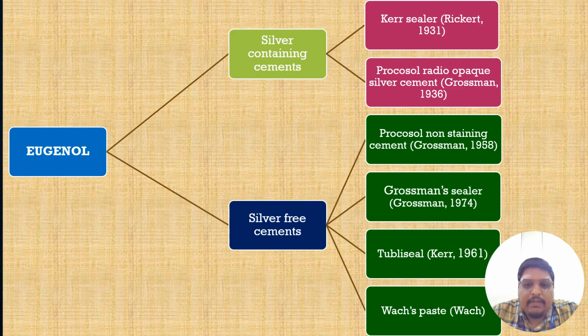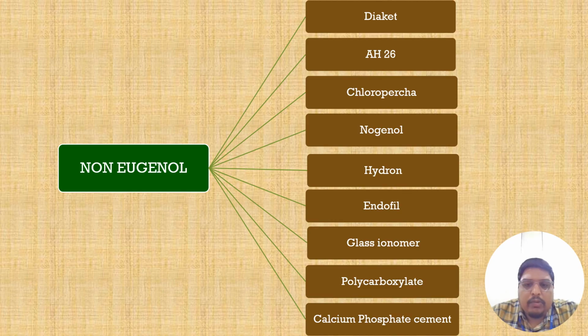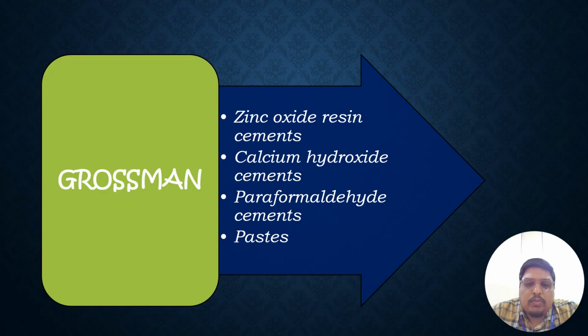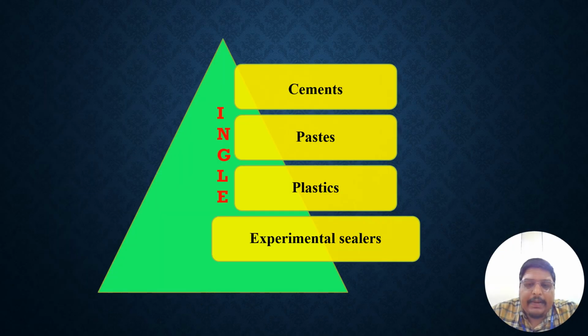Usual: silver-containing and silver-free cements, silver-containing Kerr sealer Rickert's 1931, Procosol radiopaque silver cement, Procosol non-staining, Grossman sealer, Tubli-Seal, and Wach's paste. Non-usual: Diaket, AH26, Cloperza, Hydron, Endofill, glass ionomer, polycarboxylate, calcium phosphate cement. Medicated: Diakin, N2, Endomethasone, SPAD, iodoform paste, Rebus paste, Mesonol paste, calcium hydroxide paste, Grossman zinc oxide resin cement, calcium hydroxide cement, paraformaldehyde cement and paste.